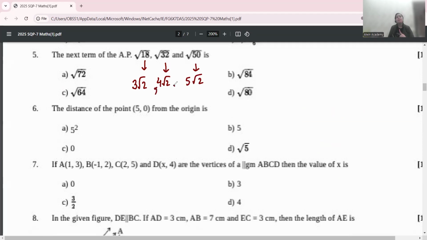When we form an AP of this, we see that on every step we are adding a root 2. Thus the next term should be 5 root 2 plus root 2, that is 6 root 2. And 6 root 2 can also be written as root 72, option number A.